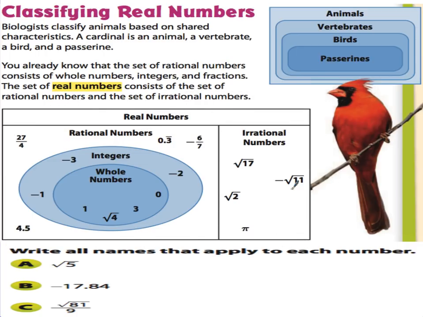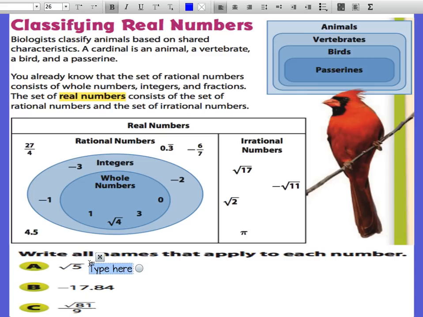Okay, so here we're going to take a look at writing all that apply. So in this case, the square root of 5. Well, we know that 5 is not a perfect square. Since 5 is not a perfect square, it's going to have a decimal that goes on forever. Since it has a decimal that goes on forever, it is going to be irrational. And because it's irrational, we also know that it is real, because all irrational numbers are real numbers.